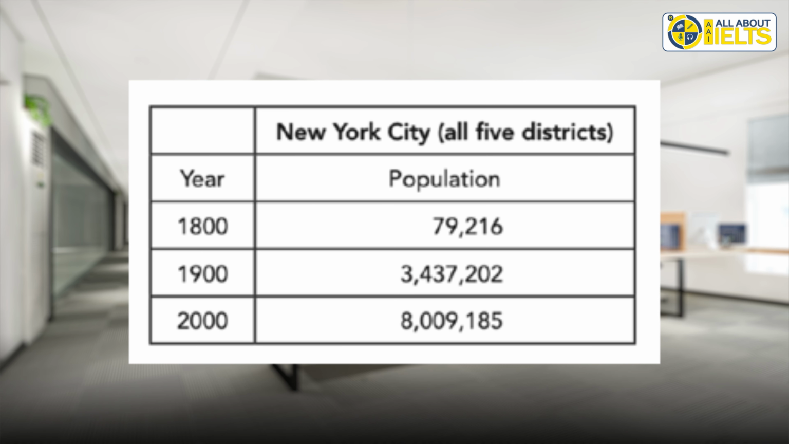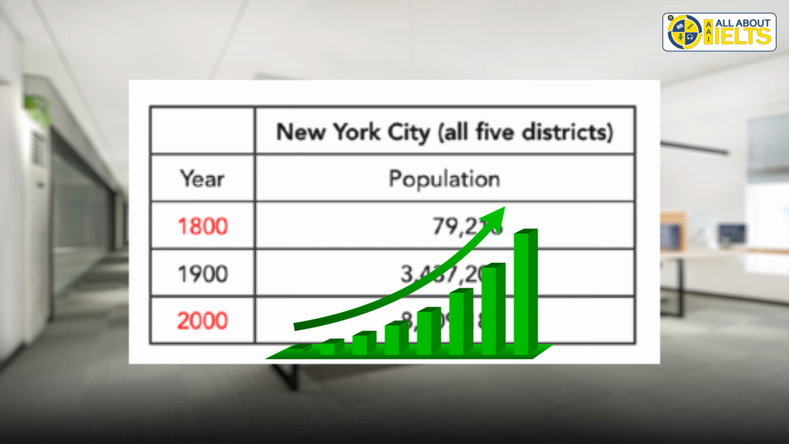Rather than just listing the figures in your answer, you'll have to compare them in order to show the correlation, and only then you'll be able to achieve that Band 7 score. So let's begin by choosing the main features first. As you can see, the data is for a period of 200 years starting with 1800 till 2000. The first main feature could be New York's population that has increased dramatically over this 200 year period. So you can mark an arrow like this.